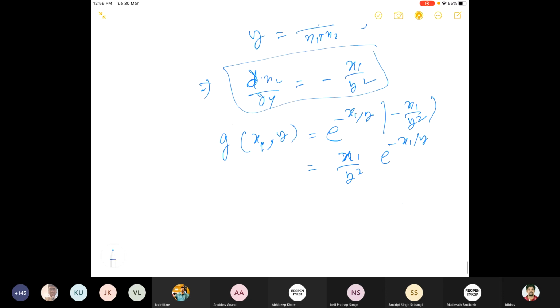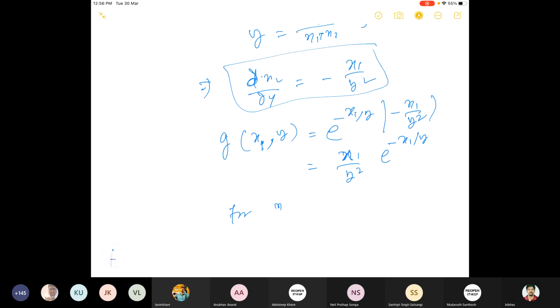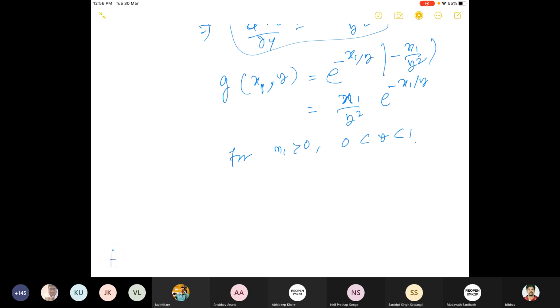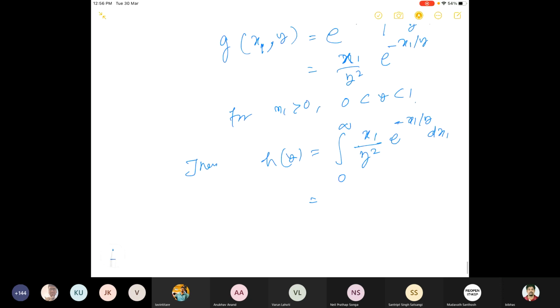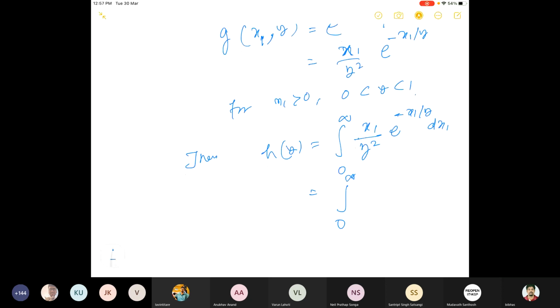I'm doing it quickly. So this holds for x1 bigger than 0 and 0 less than y less than 1. Then if I want to find the PDF of y, we can find it by integrating over x1 from 0 to infinity the joint density g of x1, y. So this is x1 by y square times e to the power minus x1 divided by y, dx1. I'm just integrating it over x1 from 0 to infinity.